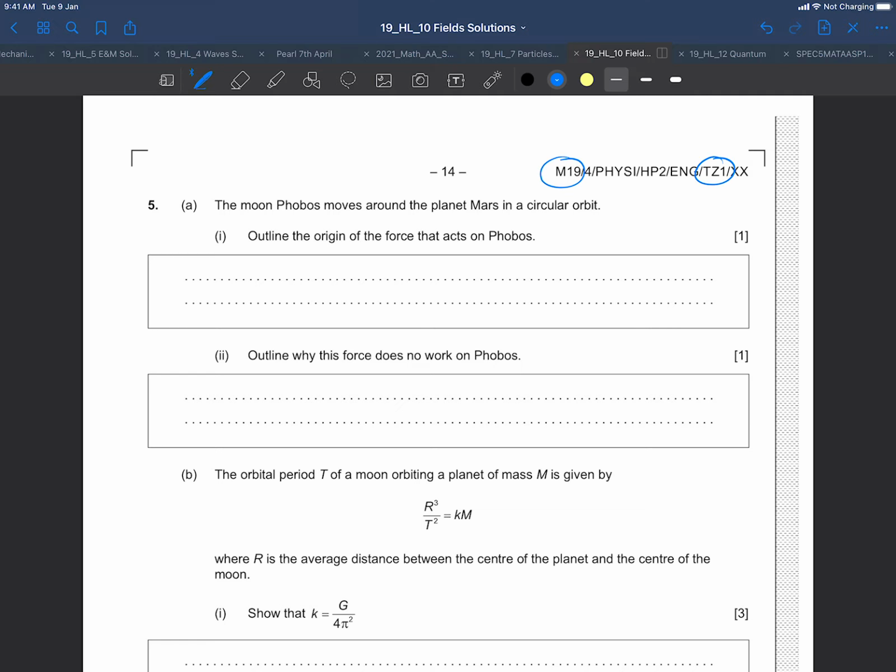That's not a very difficult question. It's the gravitational force due to the gravitational field of Mars. So let's write that down. It's the gravitational force due to Mars's gravitational field.